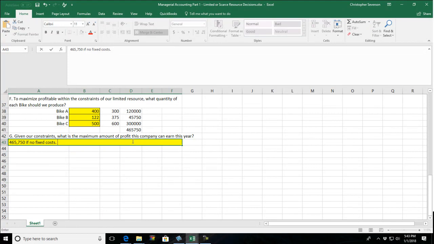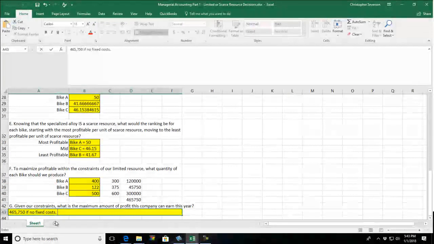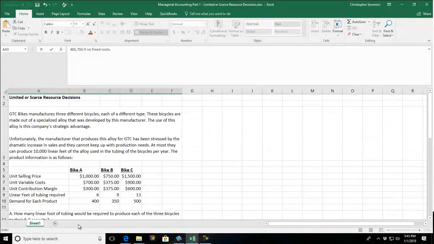Let's say we had $100,000 in fixed cost, then our maximum profit would actually be $365,750. So hopefully that helps to clarify the limited or scarce resource decisions that managers may need to make from time to time.